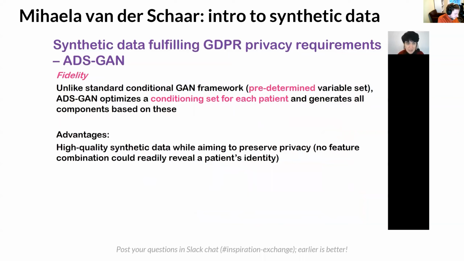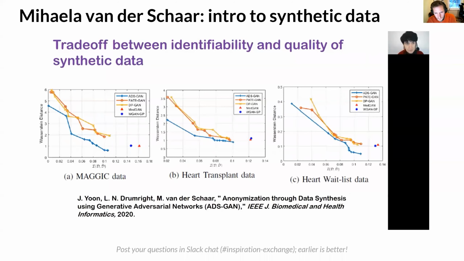The advantage of this is that we can generate high-quality synthetic data while aiming to preserve privacy. No feature combination could readily reveal a patient's identity. The features on the basis of which we condition change for the different patients.